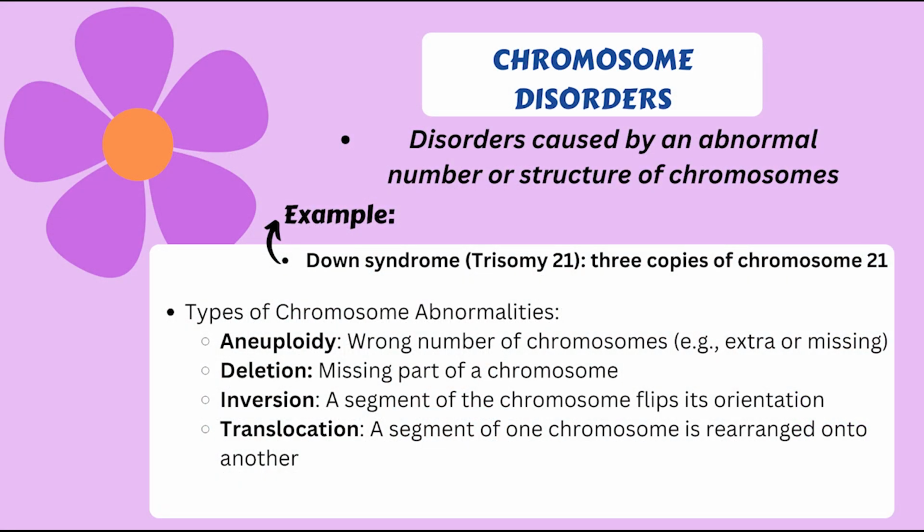Chromosome disorders arise from changes in the number or structure of chromosomes. For example, Down syndrome is caused by an extra copy of chromosome 21, a condition known as trisomy 21. Other chromosomal abnormalities include aneuploidy, when there is a wrong number of chromosomes; deletion, when part of a chromosome is missing; inversion, when a segment of a chromosome is flipped in orientation; and translocation, when a segment of one chromosome is transferred to another chromosome.